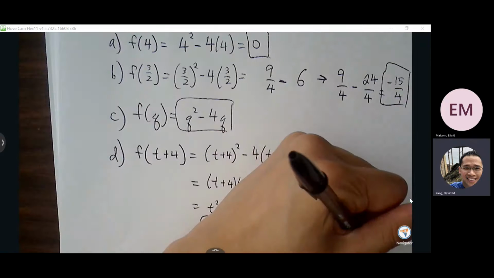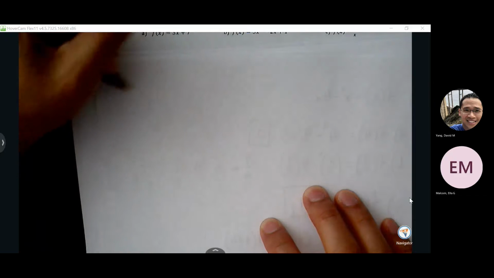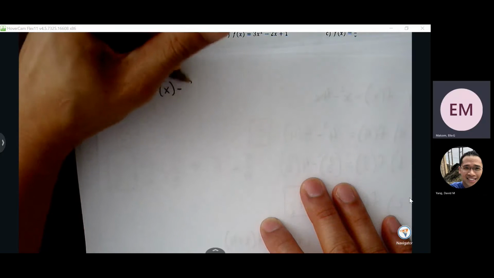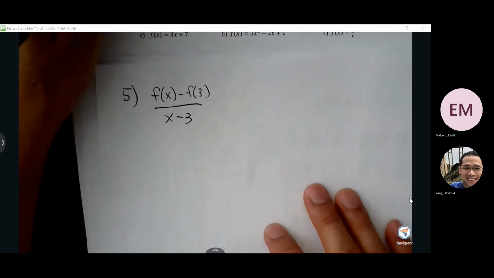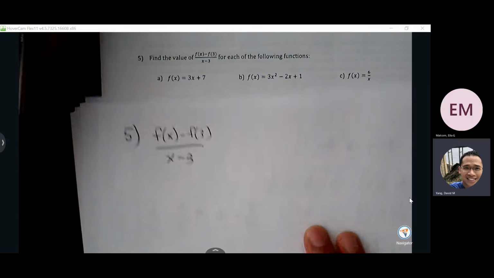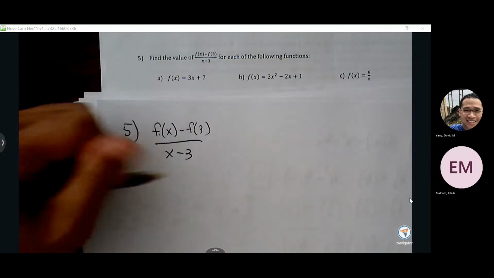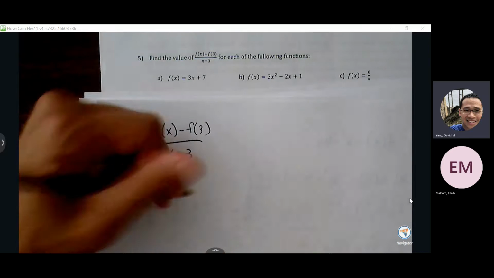All right, let's do a little bit of, yeah, we can get through all 5. Let's try 5. Okay. So, same thing? Similar. We're going to have to make a substitution for f of x and f of 3. And then we can insert into this expression and clean this expression up.